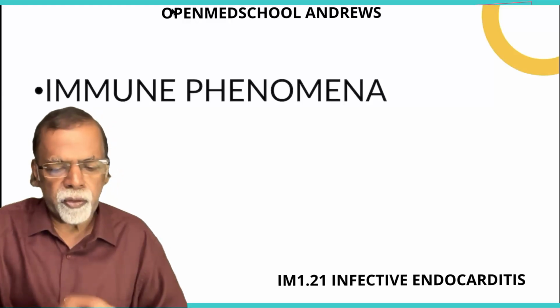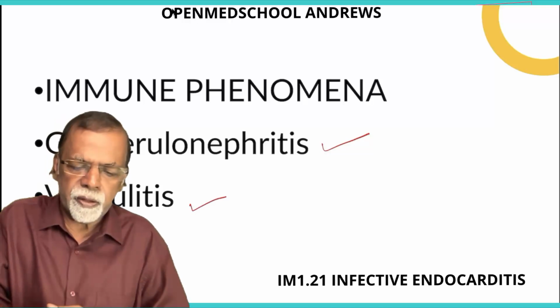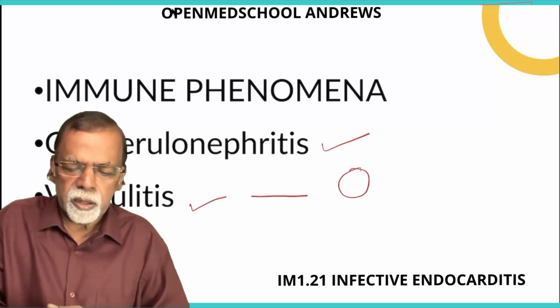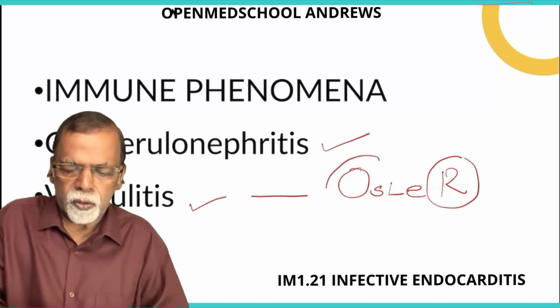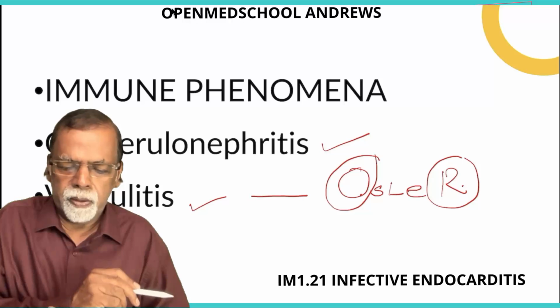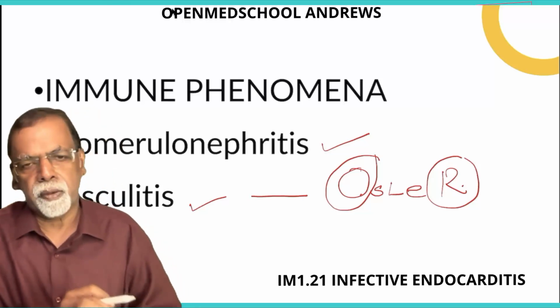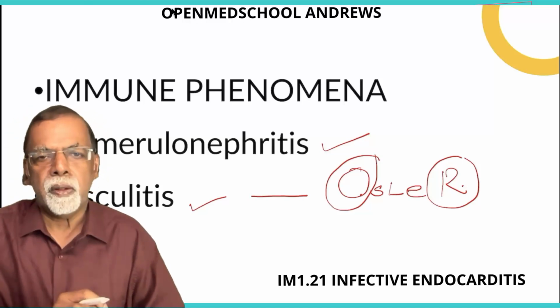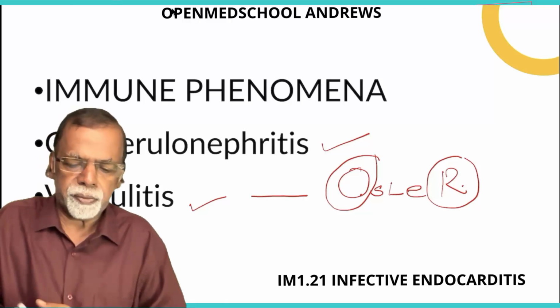Now we go into the immune phenomena. We have already mentioned glomerulonephritis and various vasculitis. In the vasculitis, remember the Osler's nodes and the Roth spots. So you can remember: in Osler, the O and the R are there. Osler's nodes, Roth spots, and glomerulonephritis. These are easy to remember: Osler, O, R, G.